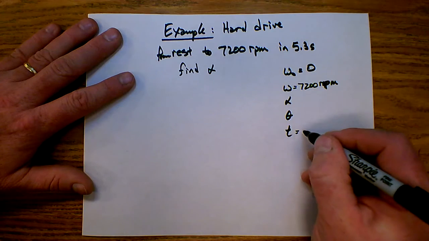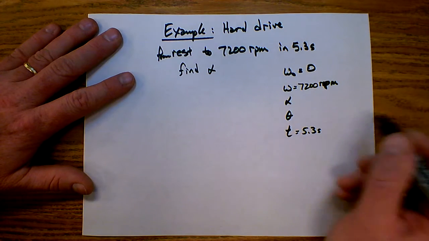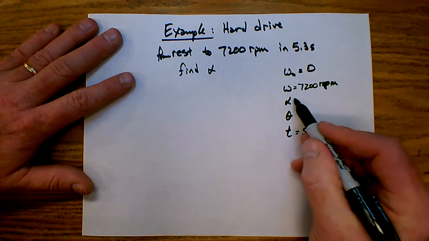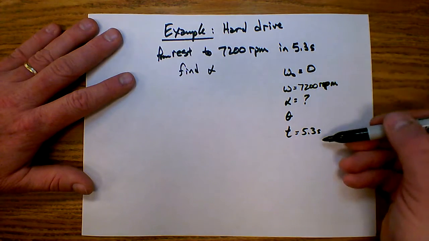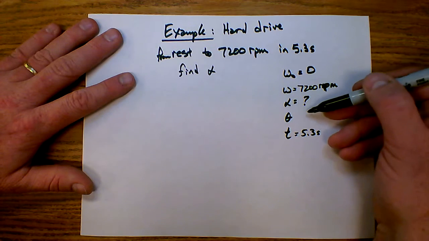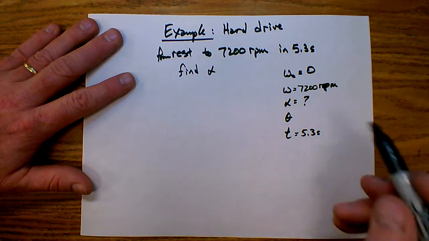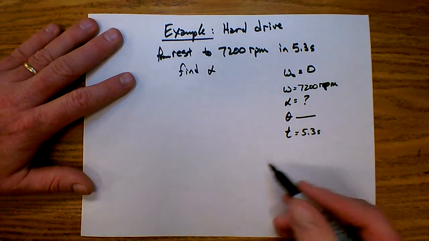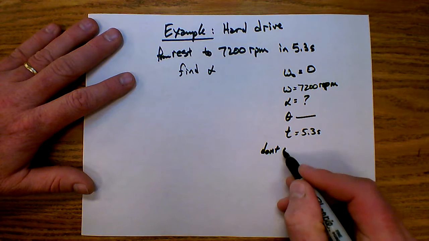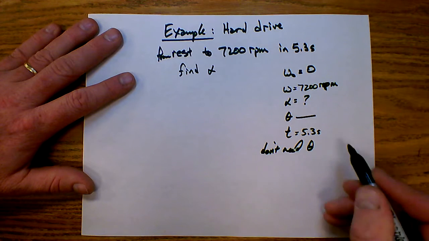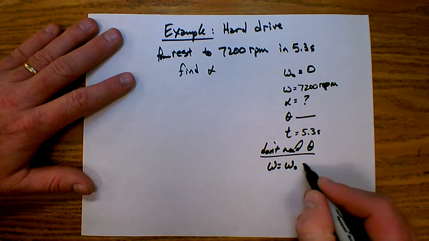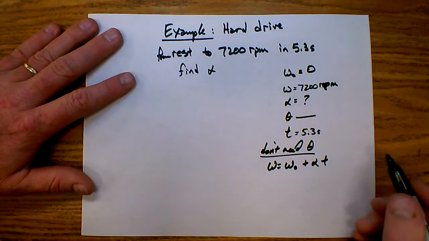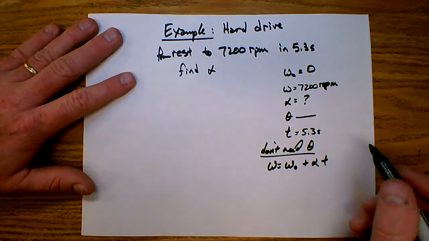The 5.3 seconds, I know that's time, and I'm looking for alpha, so I'm putting a little question mark by the alpha. I've written the things that I know, and a question mark by the thing I'm looking for. What I don't need is theta. So I'm going to use my don't-need-theta equation, which says omega equals omega naught plus alpha times t.